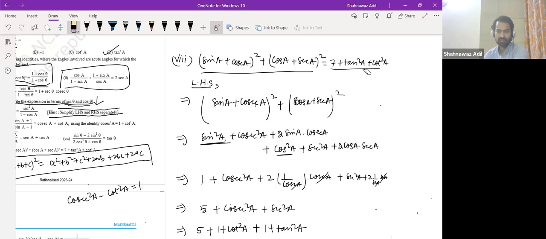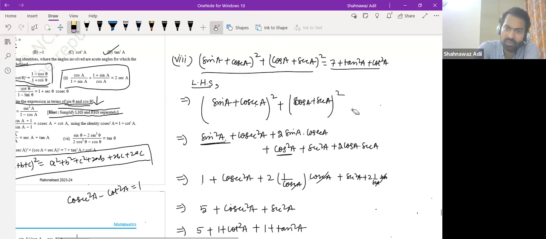Okay, so then, sir, this is (sin A + cos A) whole square plus (cos A + sec A) whole square, right? Yeah, so sin² A, cosec² A, and 2 sin A cosec A, right? No, sir, the above one. Oh, the other one is cosec² A, cos² A, sec² A, and 2 cosec A cos A sec A, right? Yes.